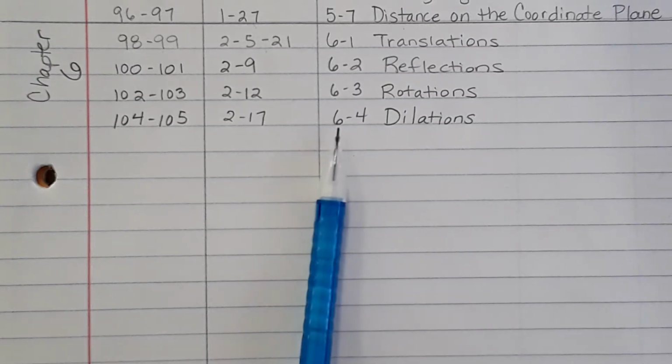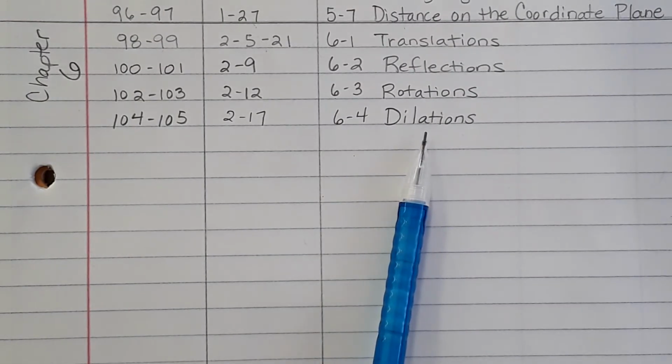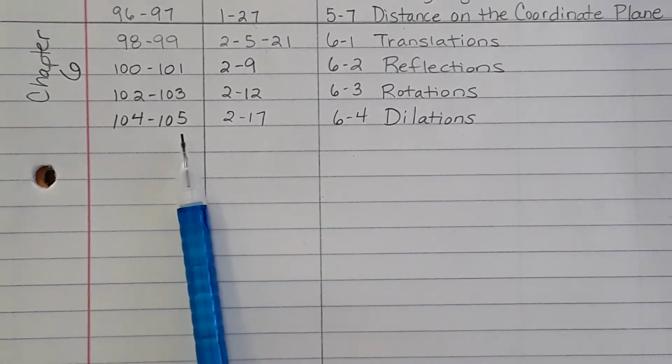This is Chapter 6, Lesson 4, Dilations. Let's go to the next page on the right, page 105.